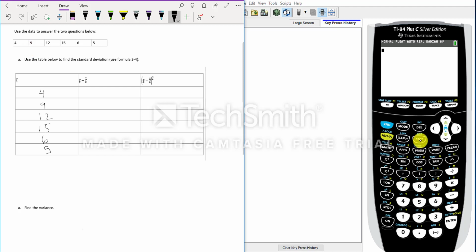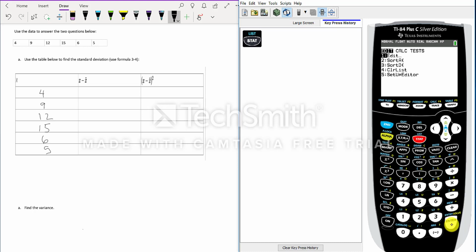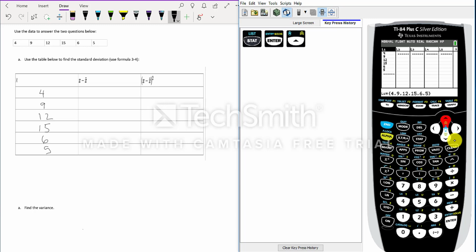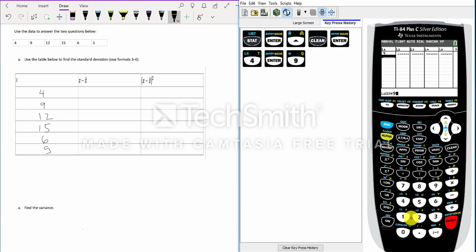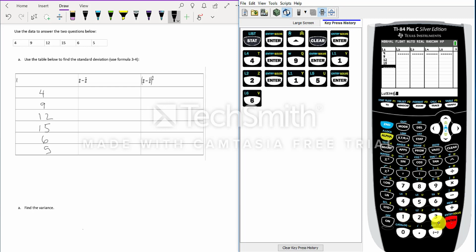In order to do that, go to Stat, press Enter on Edit, and if you had anything under L1, you would go up, Clear, and then Enter. And then we're going to type in the data. So we have 4, 9, 12, 15, 6, and 5.